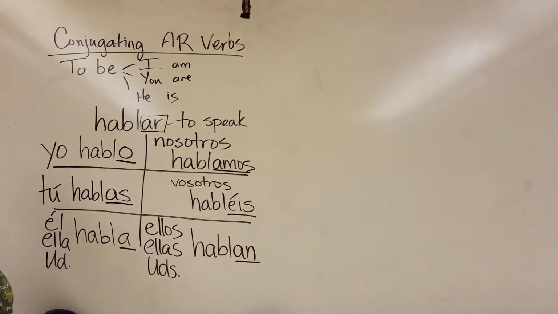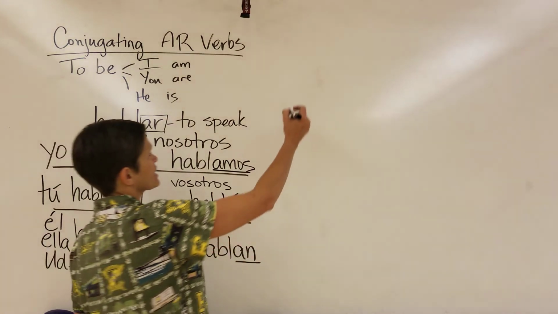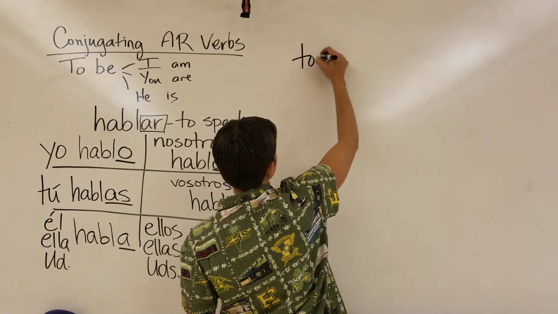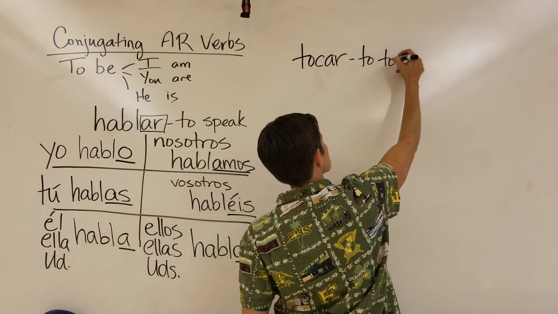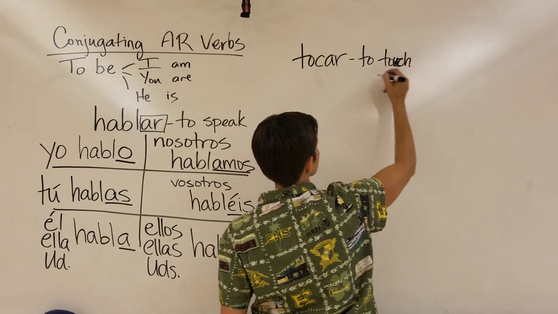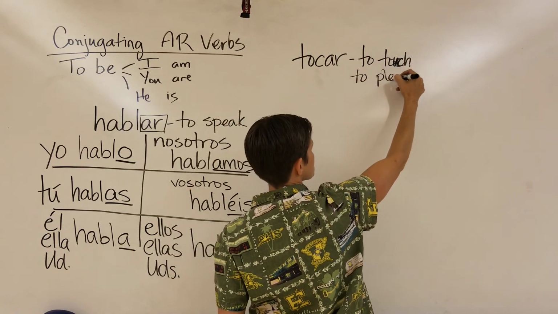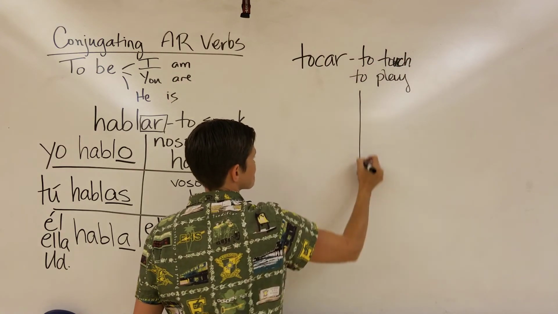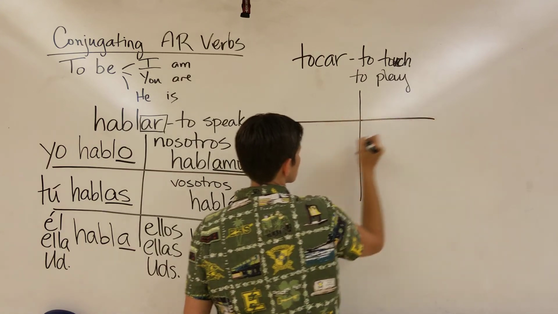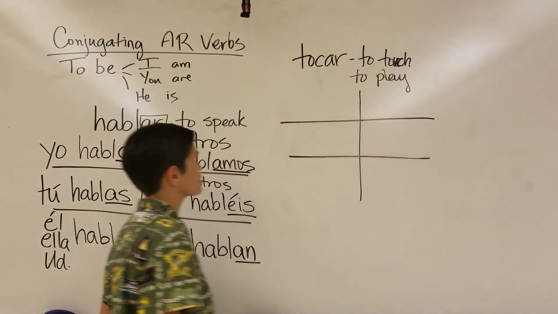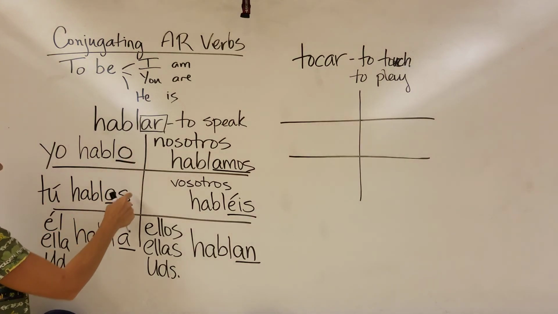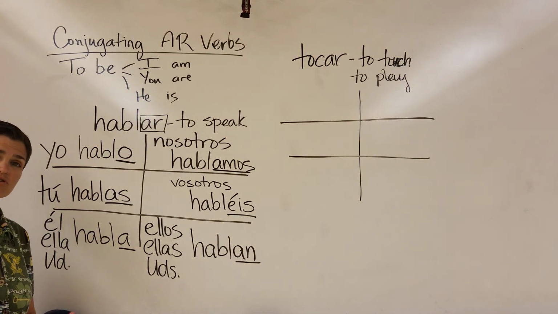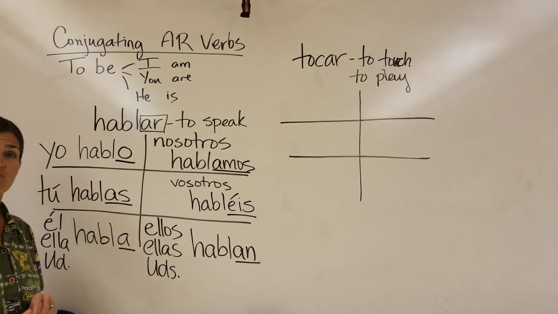So what I want you to do on your notes is I want you to try another verb for me. So let's say the verb tocar. Tocar is to touch, or to play an instrument. So on your notes, I want you to fill this out with the correct conjugations for the verb tocar, taking the AR off, adding the endings, and then I'm going to double check with you tomorrow to see if you know what each of those means.